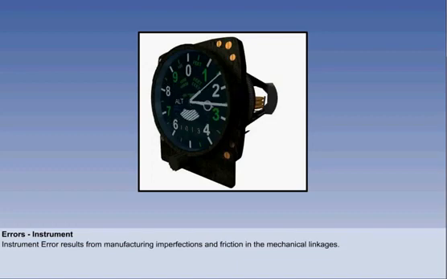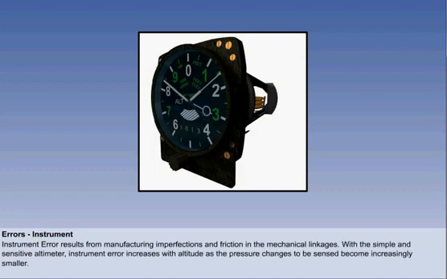The first error to consider is instrument error. Manufacturing imperfections and friction in the mechanical linkages cause errors throughout the operating range of the altimeter. Errors are kept as small as possible by adjustments within the instrument, and the calibration process ensures that errors are within permitted tolerances. With the simple and sensitive altimeter, however, the error increases with altitude as the sensitivity of the instrument becomes more significant at high altitude.